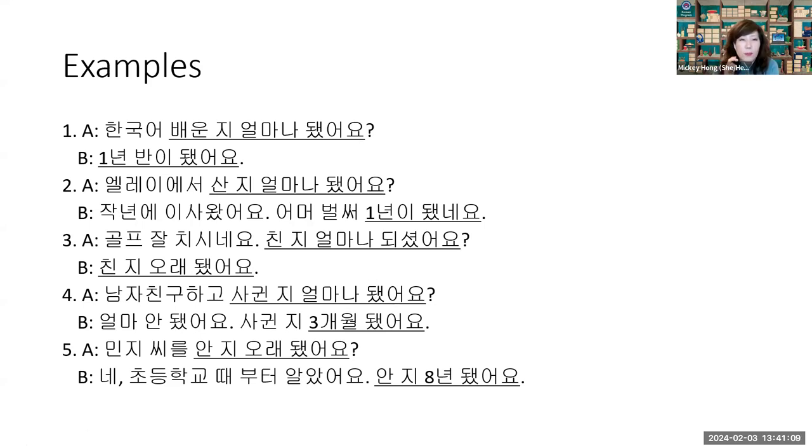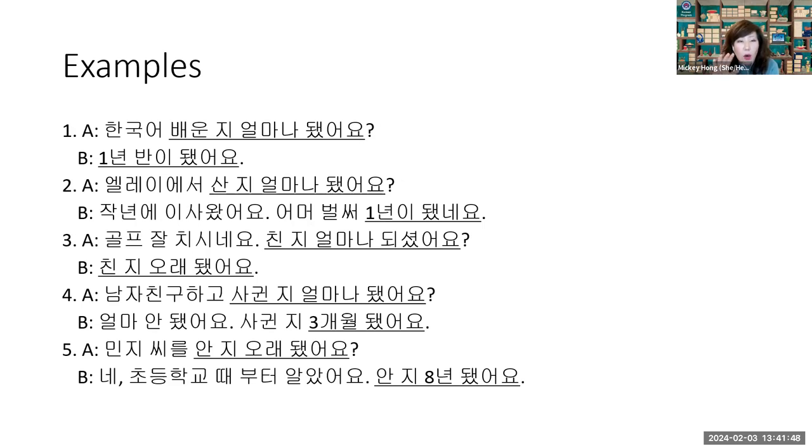Now you can ask questions about how much time has lapsed since they've done something. A asks B, 한국어 배운 지 얼마나 됐어요? What's the question, you guys? How long has it been since you learned Korean? 1년 반이 됐어요. Just like when you tell the hour, you say 1시 반이에요. It means 1:30. 1년 반 is it's been a year and a half. LA에서 산 지 얼마나 됐어요?